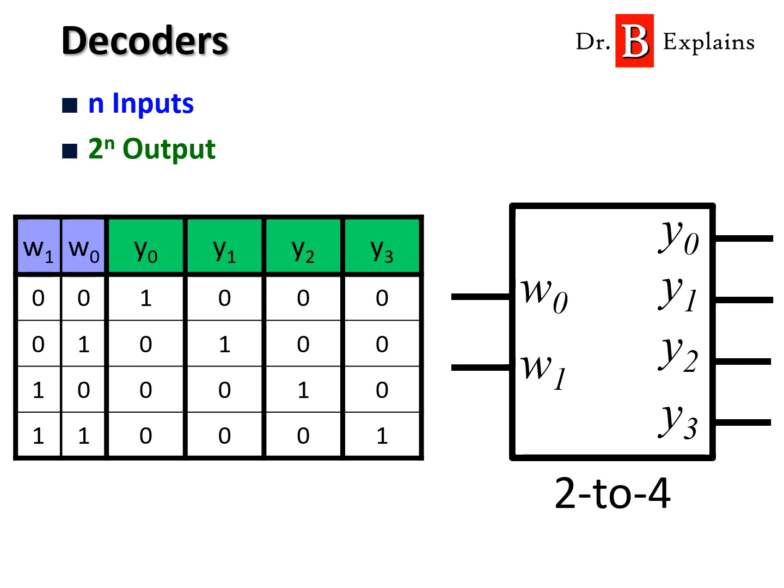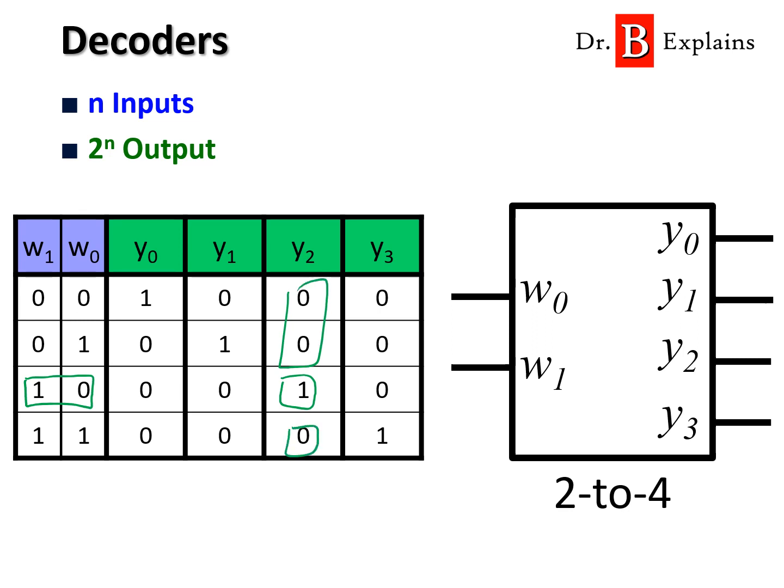For example, if W1 and W0, which are the inputs, are 0, 0, then my output 0 is going to be on and the rest of the outputs are going to be 0. In the case of this one, for example, that I have a 1, 0, my output 2 is going to be on and the rest are going to be zeros.